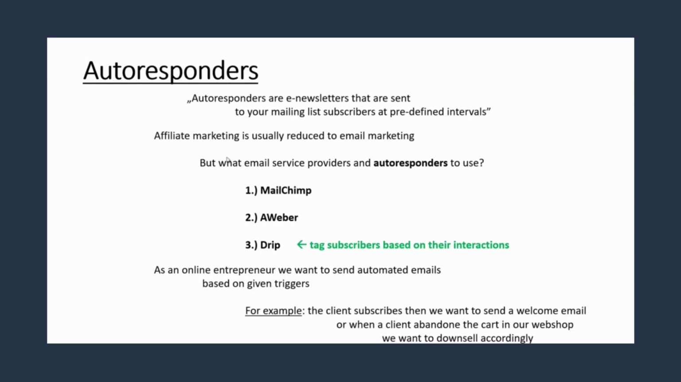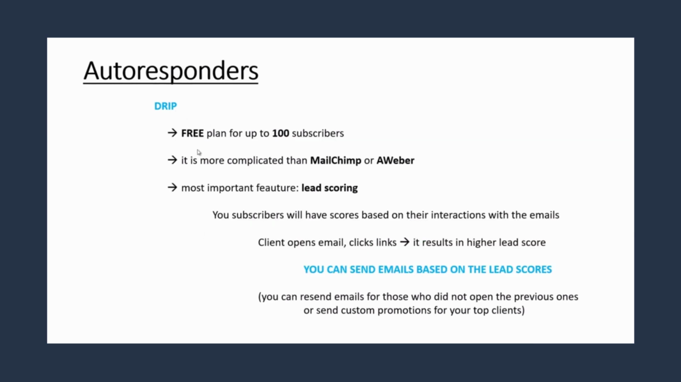So far we have been talking about Mailchimp and Aweber as autoresponders. Finally, we are going to talk about Drip, my favorite solution. So Drip has a free of charge plan for up to 100 subscribers. So again, you can use Drip for free.